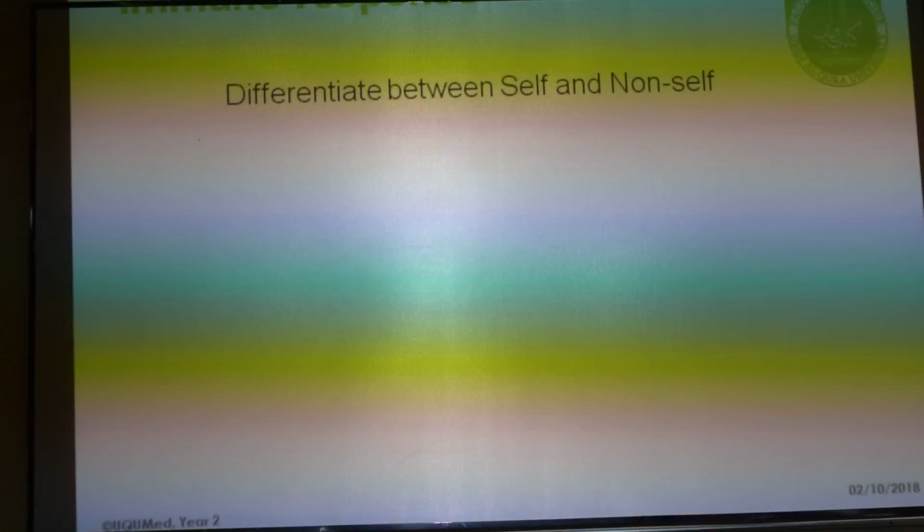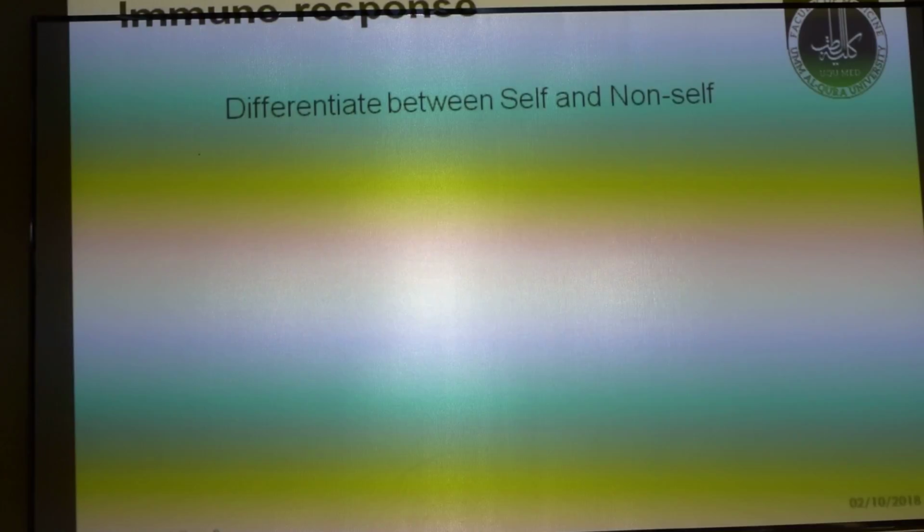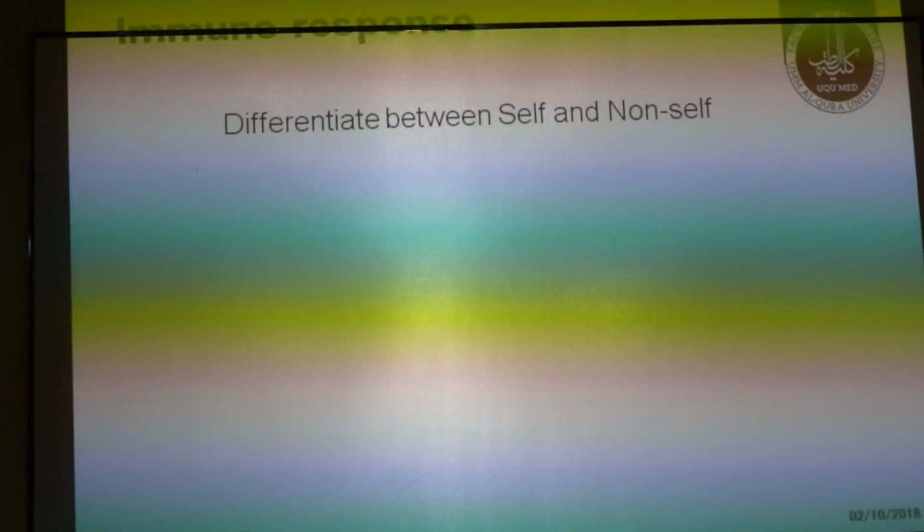So let's start with what is self and non-self. Have you heard these two terms? What is self and what is non-self? What do you think is the main function of our immune system?